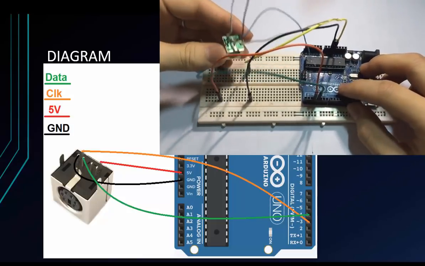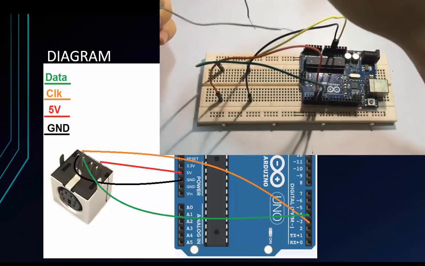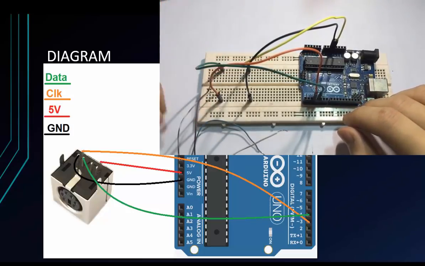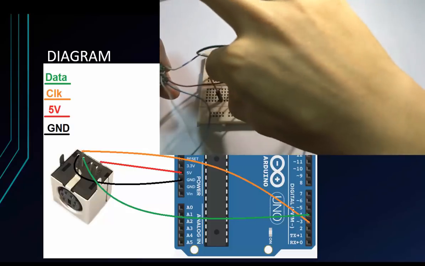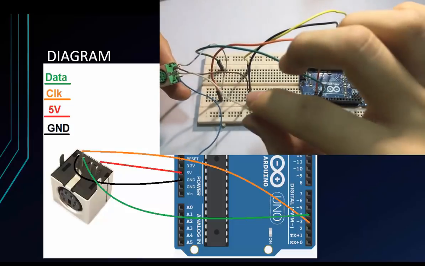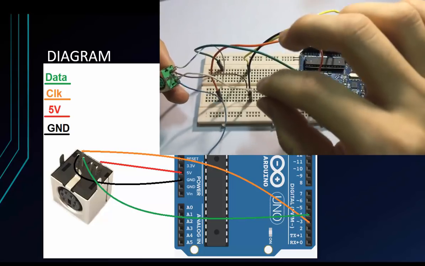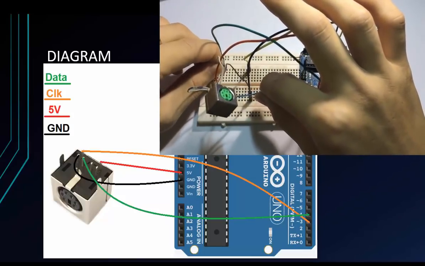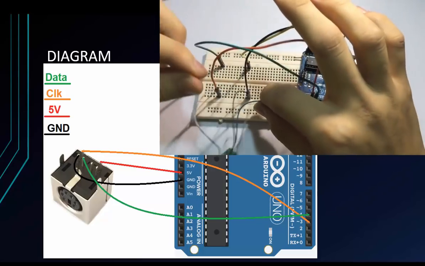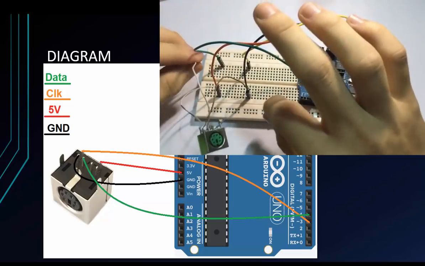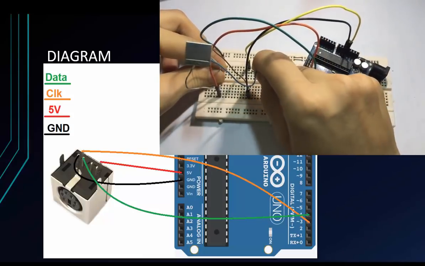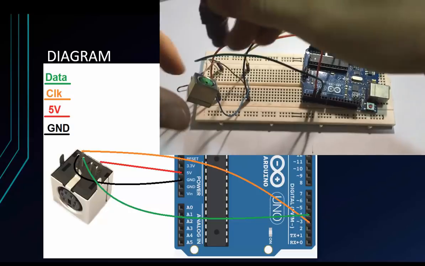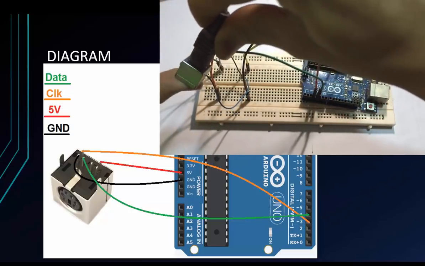Okay, now connect this PS2 connector to the breadboard. This is the clock in orange. Brown is ground here. White is data, green. And the last one, blue, is 5 volts. Oh, it's quite hard. Okay. Now I will plug my PS2 keyboard into the PS2 connector.